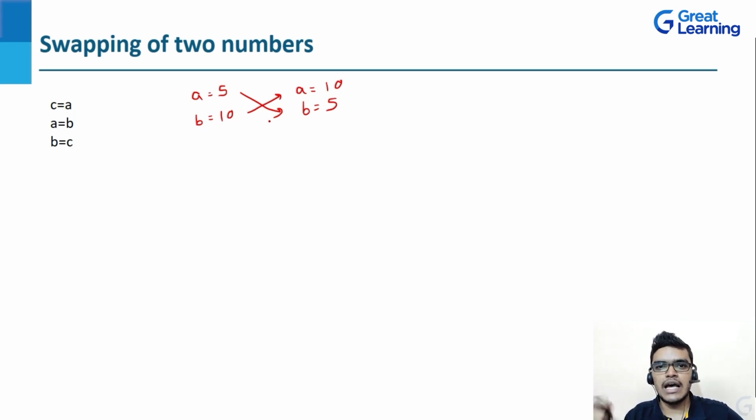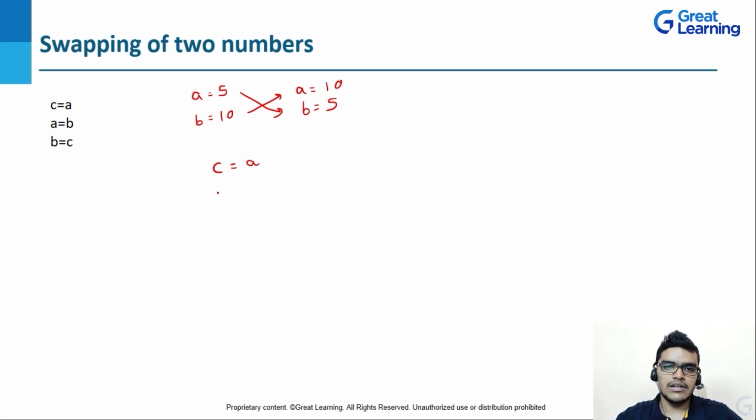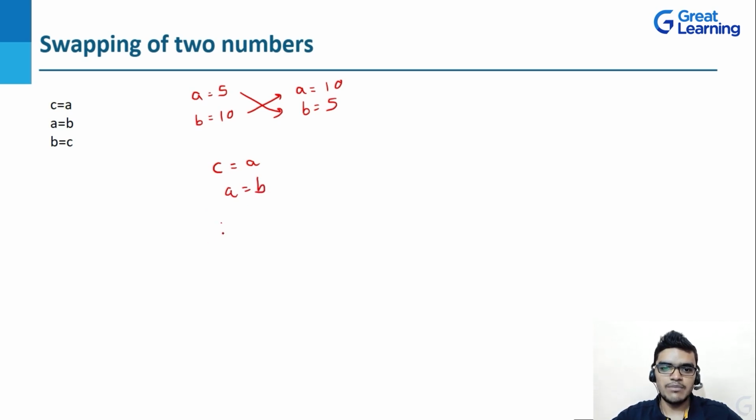So what I will do here, I will create a temporary variable, and let's say I am giving the name C, and inside this C, I will assign the value of A, right? Now, inside my A, I will assign the value of B, and inside my B, I will assign the value of C. So what will happen here? Initially, I was having A's value as 5, right? So I will assign it to the temporary variable C. So C value will be 5.